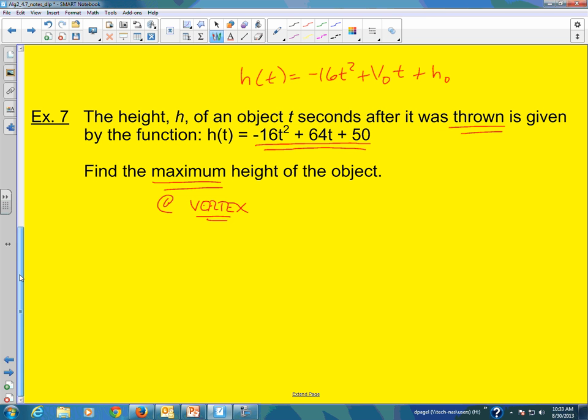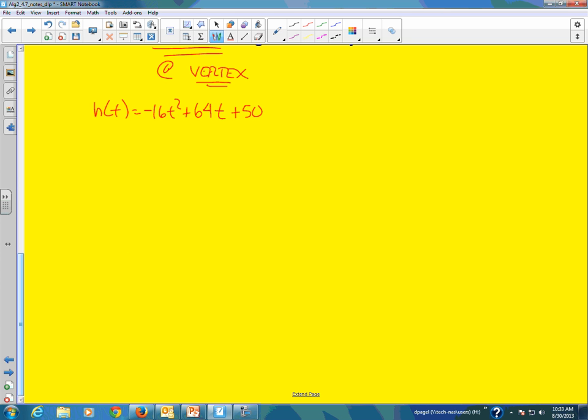We're going to complete the square on this h of t equals negative 16t squared plus 64t plus 50. All right, first thing we're going to do is pull out that lead term. Factoring out a negative 16 from a positive 64, we get a negative 4t. And then we go ahead and do our half of b. In this case, it's a negative 4. Square it, get a 4.